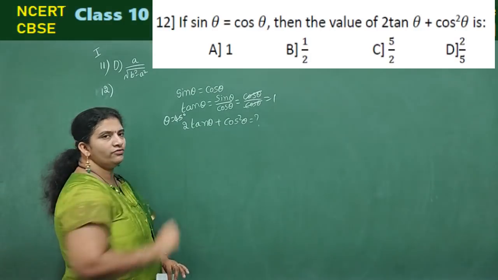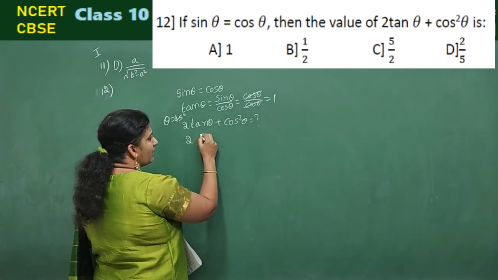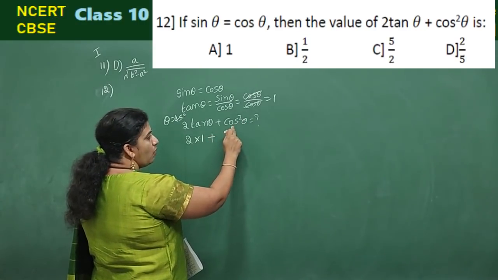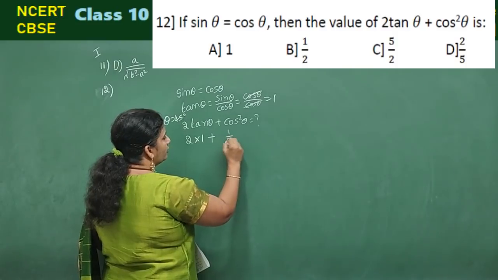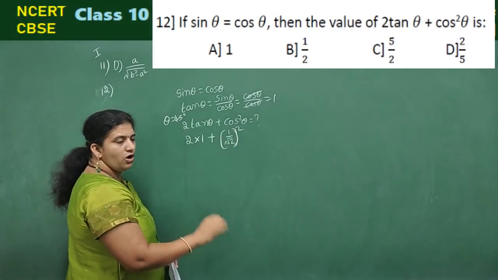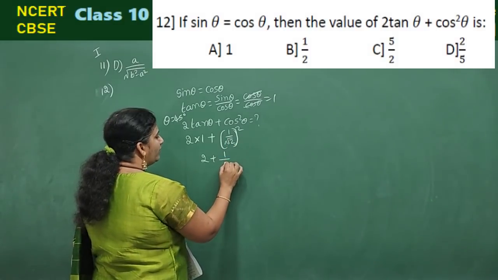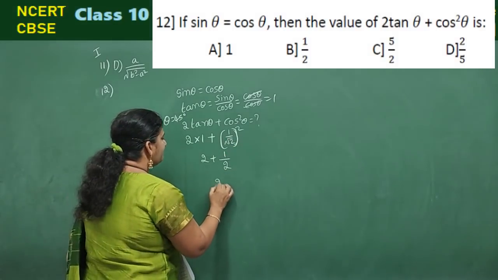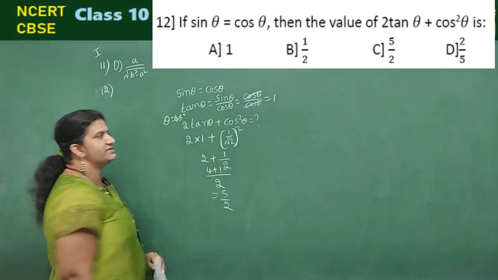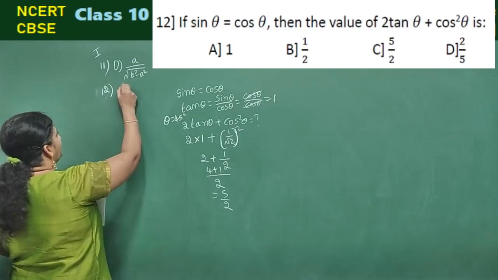Using that theta, I am going to find this. 2 tan 45 degrees. Tan 45 value is 1. 2 into 1 plus cos square 45. What is cos 45? 1 by root 2. Square means whole square. 2 into 1 is 2. 1 ones are 1. Root 2 into root 2 will be 2. Do LCM. 2 twos are 4 plus 1. That will be 5 by 2 is your answer. Check, is this option there? Yes, your option is C, 5 by 2.